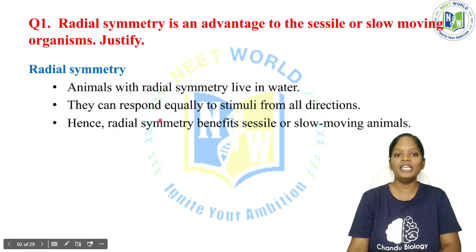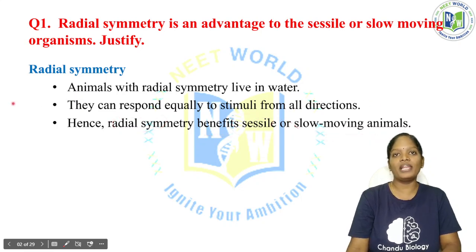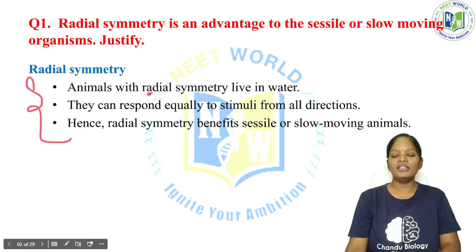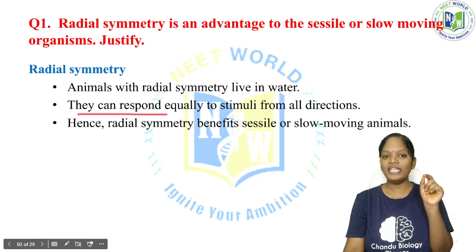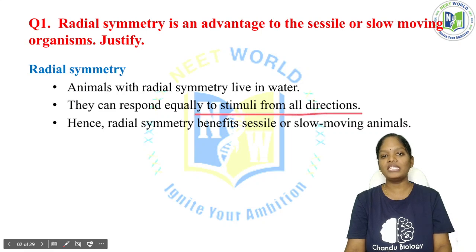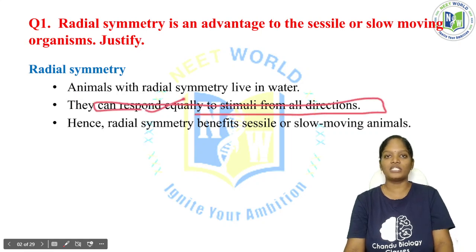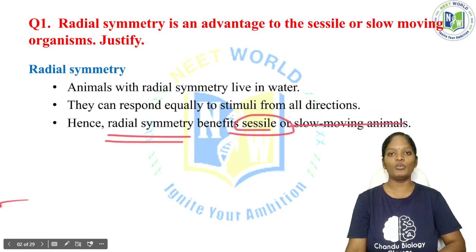So that is why radial symmetry benefits the sessile as well as the slow moving animals. So this is the proper answer for this question. See here, for this question you have to answer that radial symmetry is for animals living in water. As they are living in water, they have to respond equally to all the stimuli from all the directions. This is the main important reason for this question. So hence radial symmetry benefits the sessile or the slow moving animals.